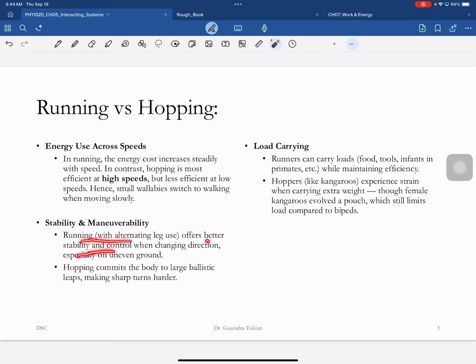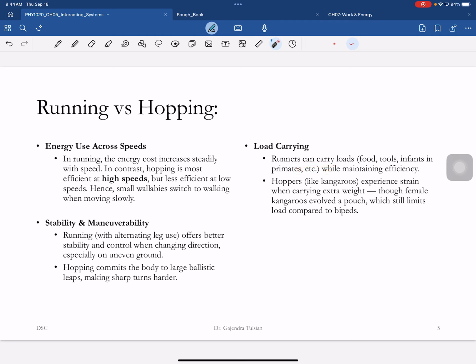Running offers better stability and control when changing directions and on uneven ground. Hopping commits you to large ballistic leaps. So when you hop, you can't change direction in midair. And one hop is probably as good as your 15 steps. When you're taking 15 steps, you have 15 occasions to change directions. When you're hopping, you threw those 15 options out the window.